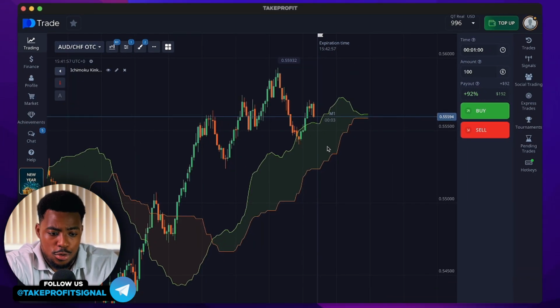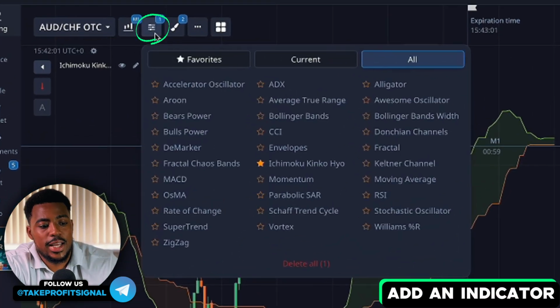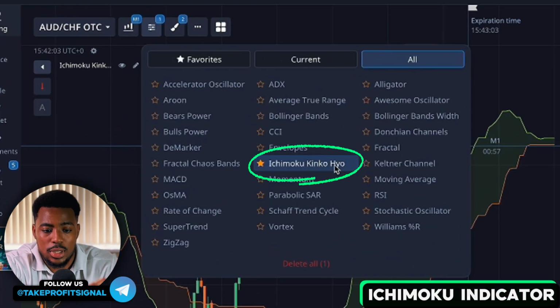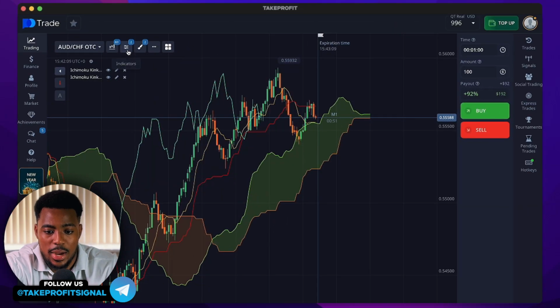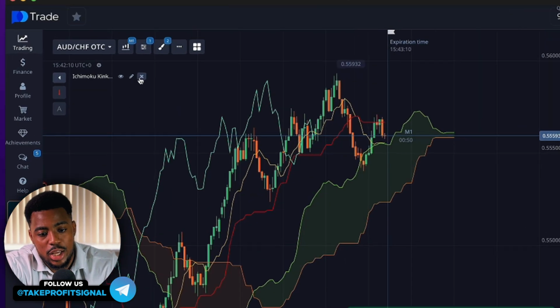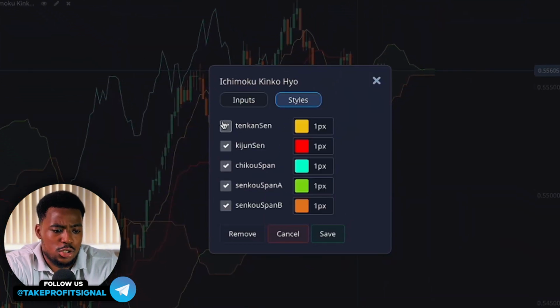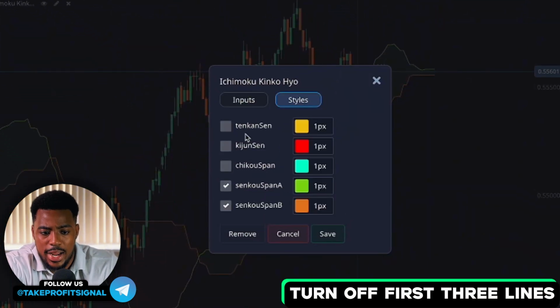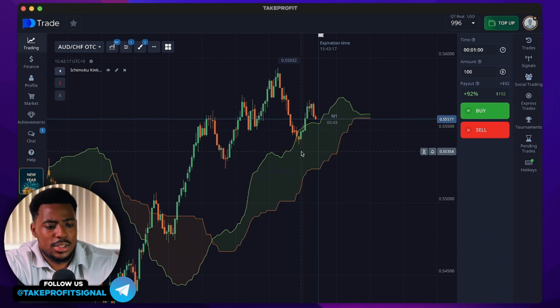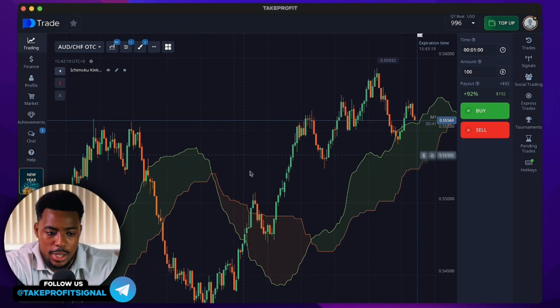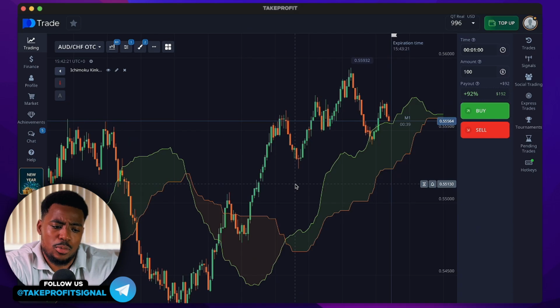Initially, of course, we add an indicator in the indicator section. Here it is called absolutely the same. Add it, and the most important thing for us now is to customize it. That is, we click here on the pencil, and in the styles I just turn off these first 3 lines. We don't need them today. This is how a good chart looks, which can be traded on a breakout.